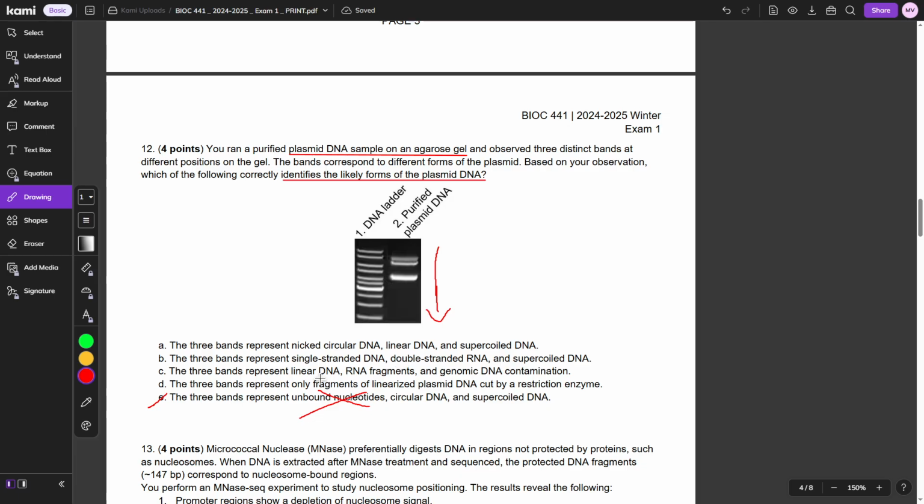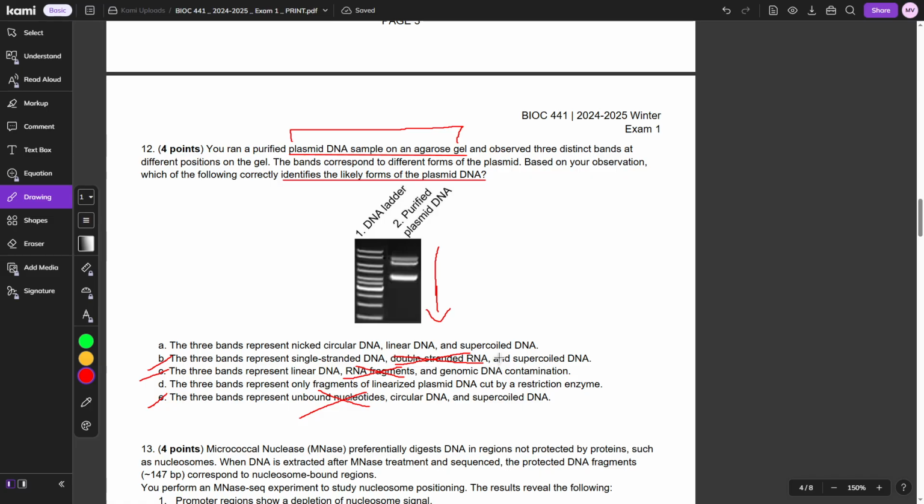The 3 bands represent linear DNA, RNA fragments, and genomic DNA contamination. Okay, so RNA fragments, probably not. RNA degrades very quickly, usually, so I'm not expecting RNA fragments to show on here. Also, it says purified plasmid DNA sample. Why would I ever see RNA fragments in my plasmid DNA sample? So, no. The 3 bands represent single-stranded DNA, double-stranded RNA. Again, you're not going to see RNA on this. You're running plasmid DNA samples. So no. Now I'm looking at this: the 3 bands represent nicked circular DNA, linear DNA, and supercoiled DNA.